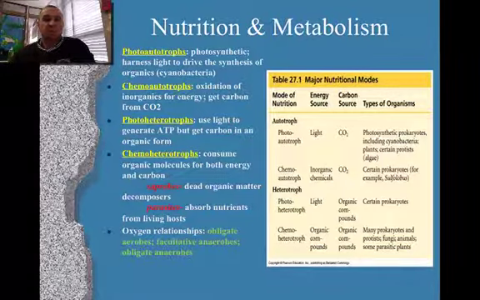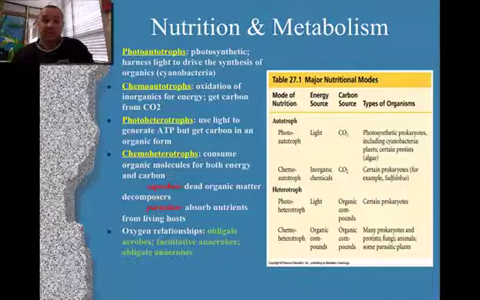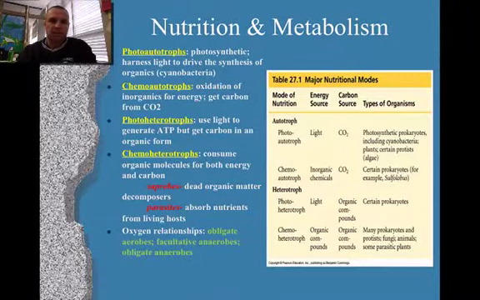Then we have the ones that have an oxygen relationship. You have obligate aerobes, which means they need oxygen in order to be able to survive and do respiration. You have facultative anaerobes, which means if there is oxygen present, then they can use it, but they don't necessarily need it to survive. And then you have obligate anaerobes, where oxygen is actually poisonous to them, and they need to have an environment without oxygen in order to survive.